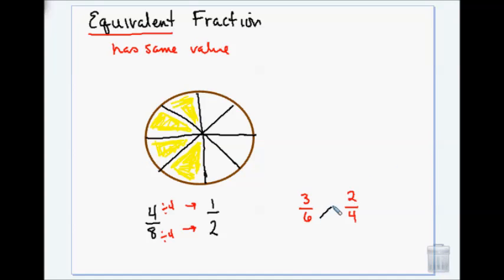If that's the case, you could cross multiply. 3 times 4 is 12, 6 times 2 is 12. Those are equal, so these are equal. Okay, so there's a couple ways you can get at it. You can either figure out what you'd multiply both the top and the bottom by, or divide both the top and the bottom by, or you can cross multiply and check to see if they're equivalent.